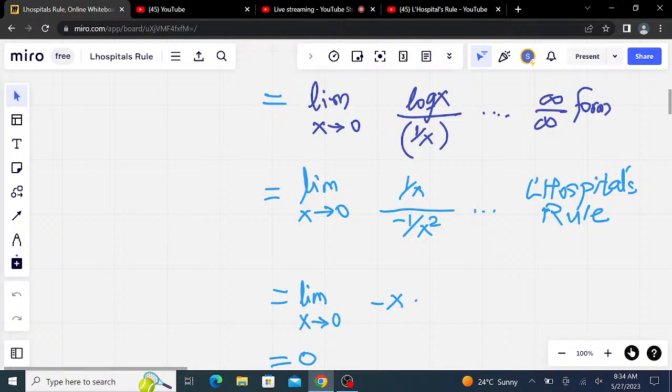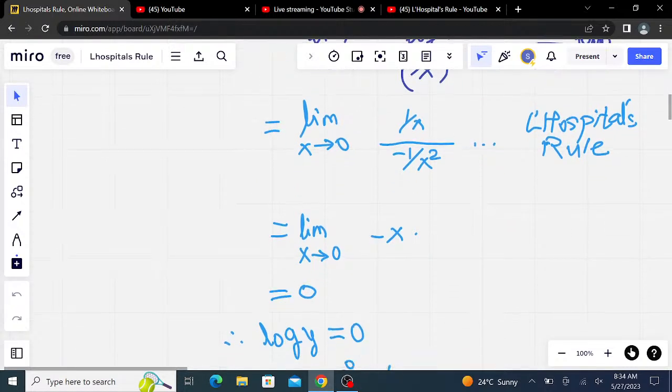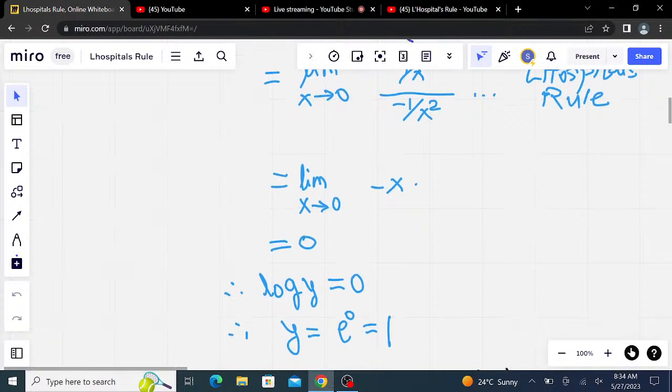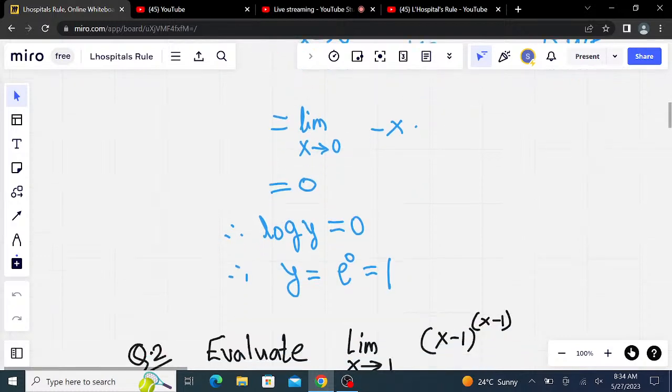So it becomes 0. But this is not the limiting value. This is the value of log y. We got log y equal to 0. So we have to take anti-log. So y becomes e raised to 0, and e raised to 0 is 1. So the limiting value is 1.